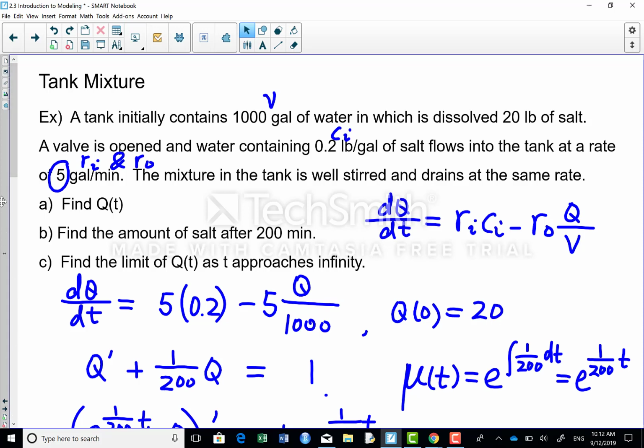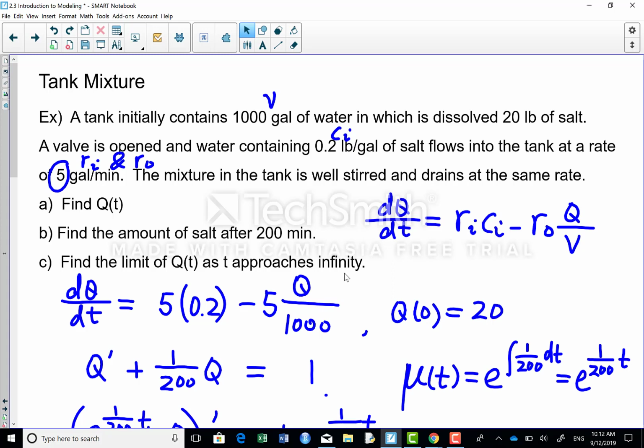A tank initially contains 1,000 gallons of water in which is dissolved 20 pounds of salt. A valve is opened and water containing 0.2 pounds per gallon of salt flows into the tank at a rate of 5 gallons per minute. The mixture in the tank is well stirred and drains at the same rate. Question part A, find Q of t. Part B, find the amount of salt after 200 minutes. Part C, find the limit of Q(t) as t approaches infinity.